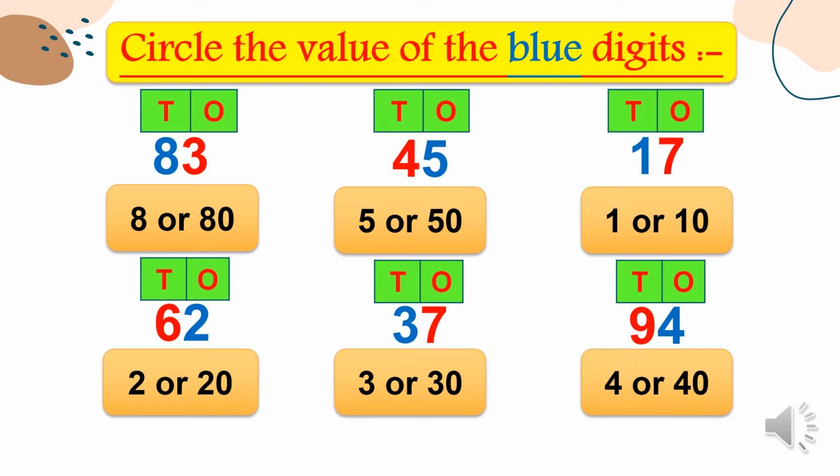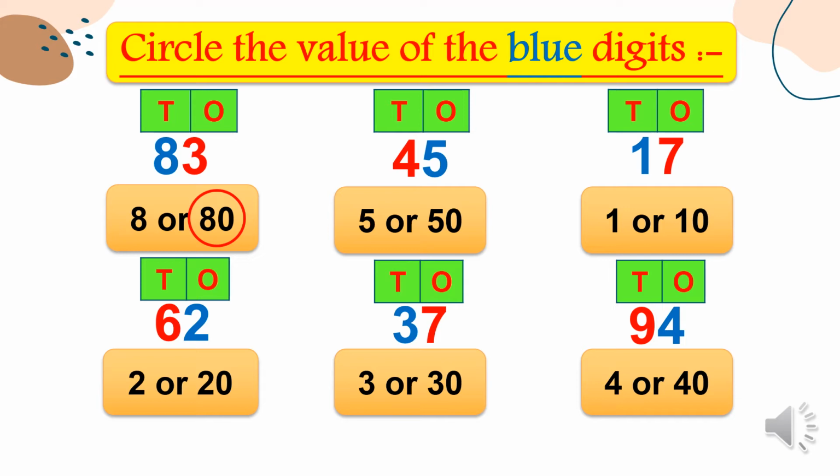Okay, let's answer that example here. Circle the value of the blue digits. First number I have here 83. Which number is blue? 8. Now I ask myself, 8 in which place? In tens. So I ask now about the value. 8 in tens. Remember, we say in tens we put a 0. So its value will be equal to which, 8 or 80? 80.